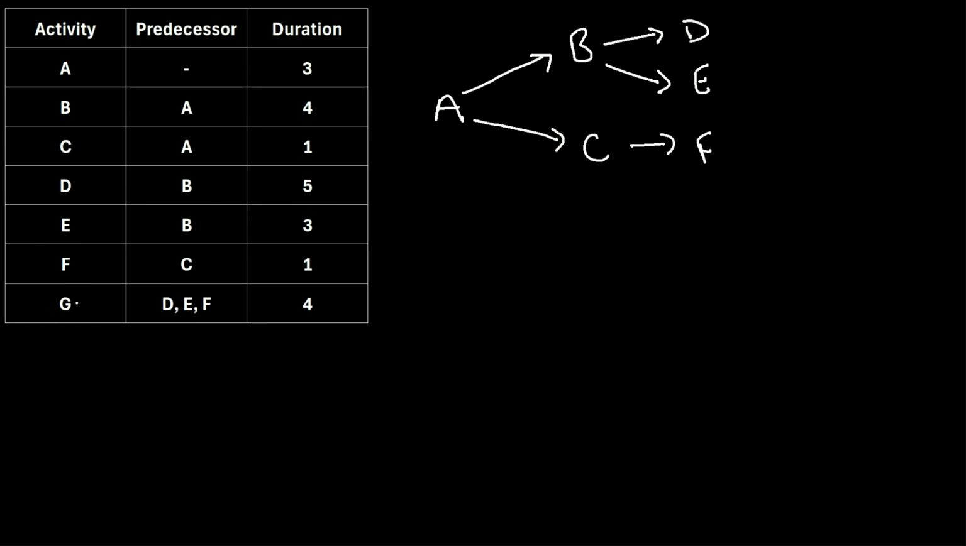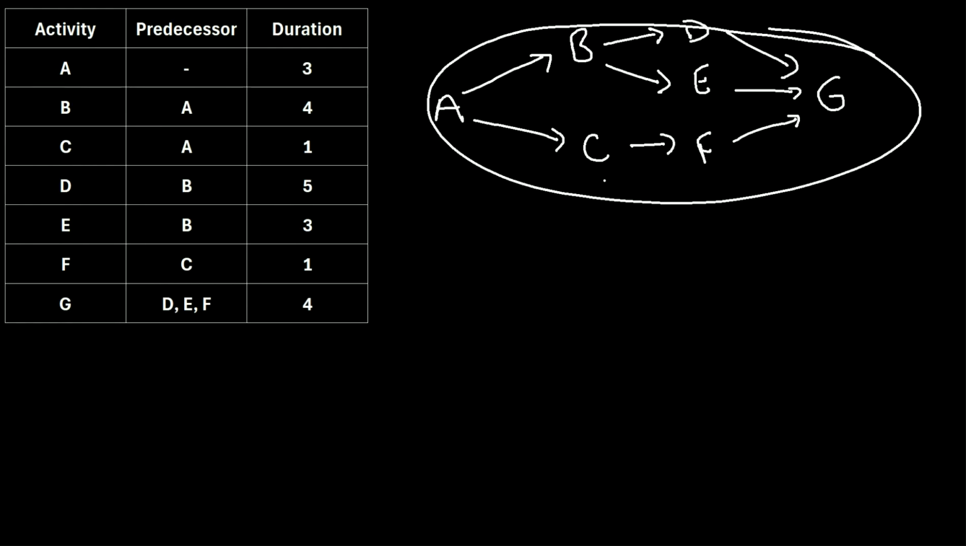And then we can see that activity G, the last activity, has 3 predecessors, D, E, and F. So we'll draw an arrow from D, E, and F, all to activity G. So this is our rough sketch of this particular project diagram.